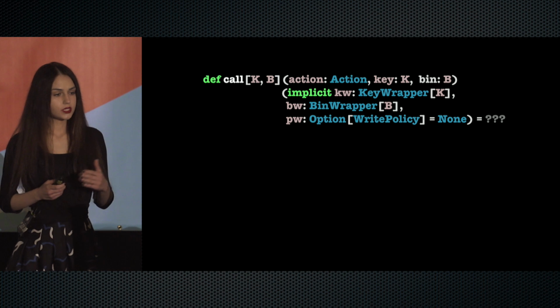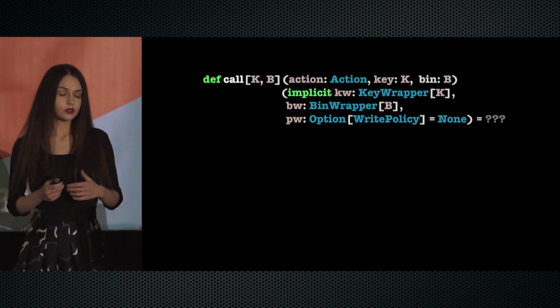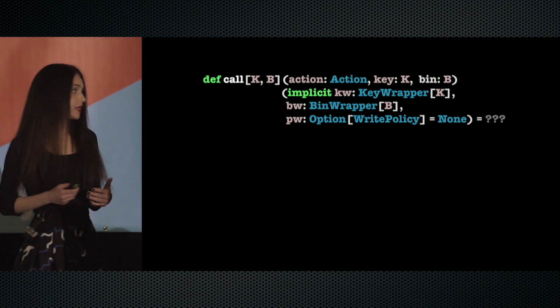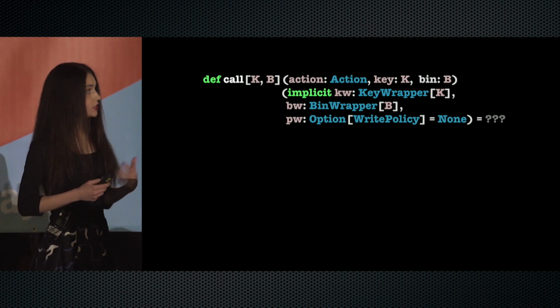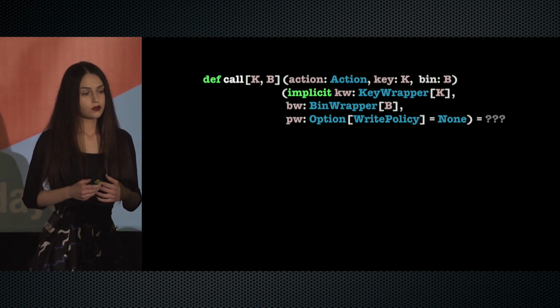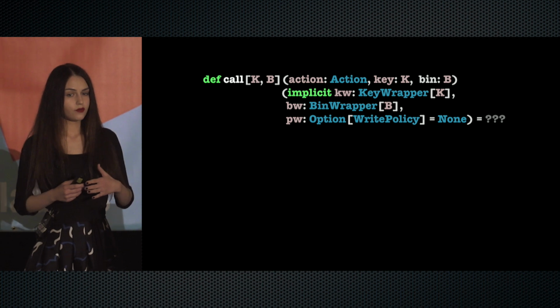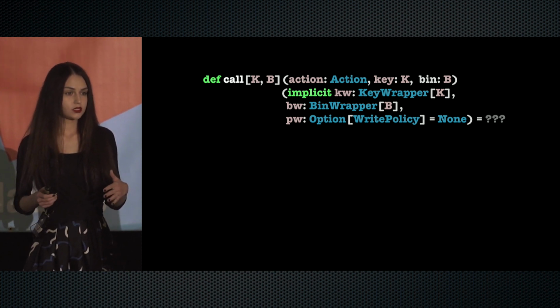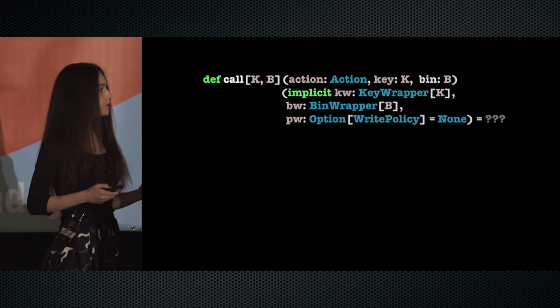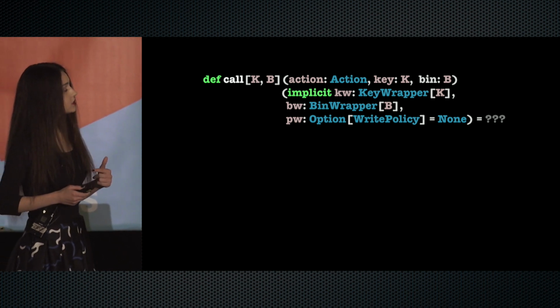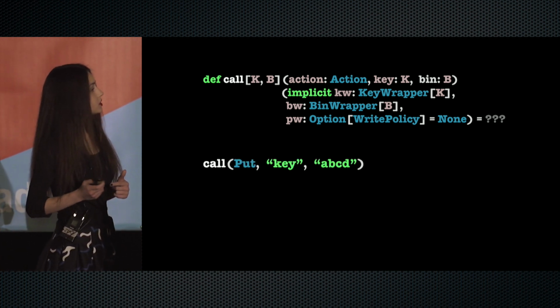I don't want to call key and bin creation functions every time. So I decided to delegate that job to the implicits named key and bin wrappers. So I could just pass particular values of any type I want and let those implicits do all transformations for me. So what exactly happens with those implicits?